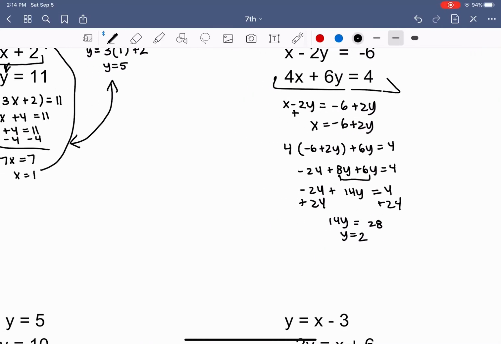We use one of the equations to plug it in. x minus 2y equals negative 6, y equals 2, so I put 2 there. And we get negative 4. So x minus 4 equals negative 6. And you just have to add 4 on both sides to get the value of x, which is negative 2.